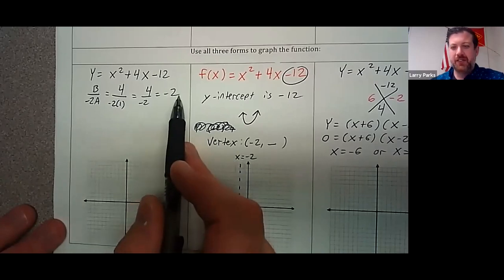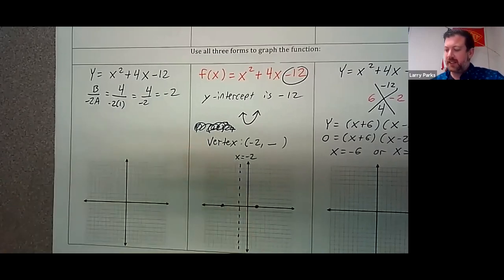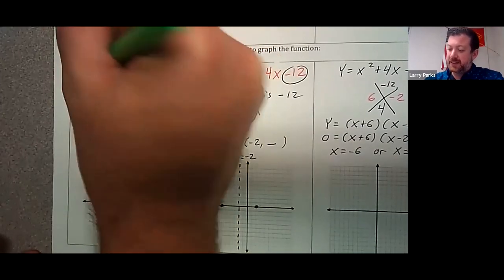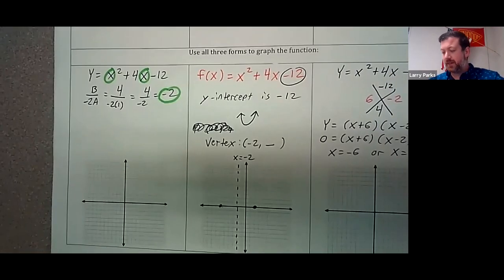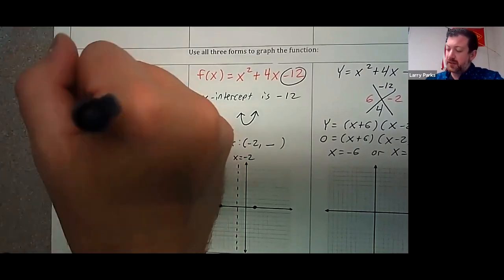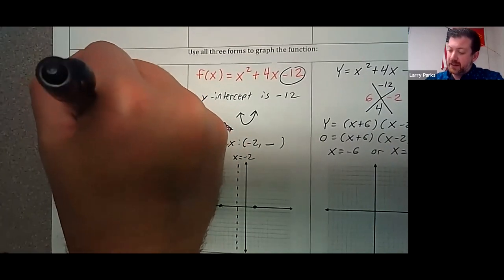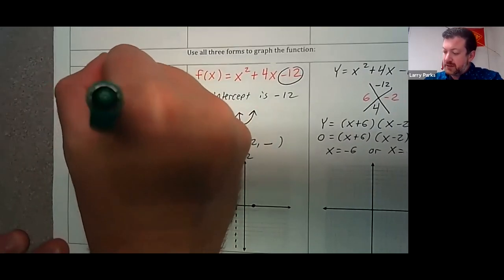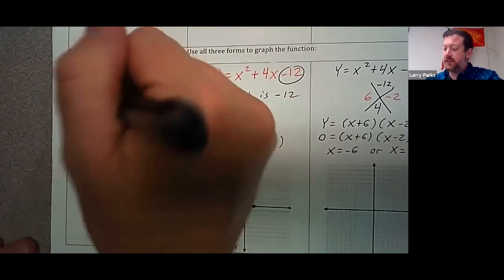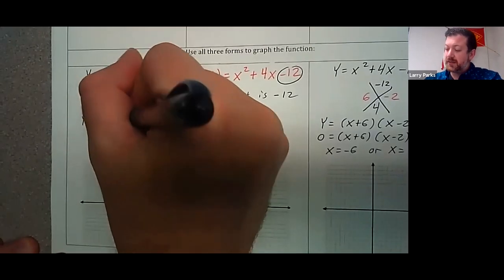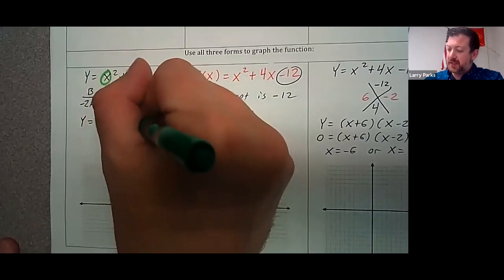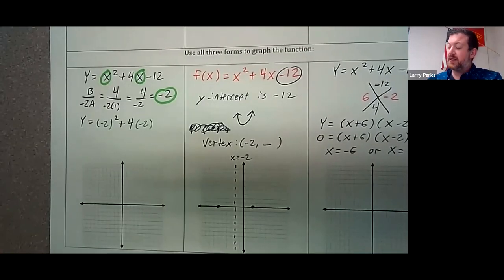So what I need to do to find the y value is I just need to plug negative 2 in. I need to plug this in to the x's. So y is negative 2 squared plus 4 times negative 2 minus 12.